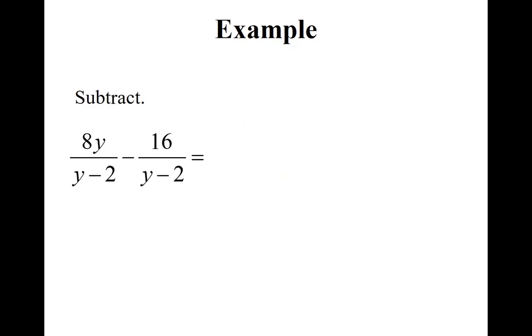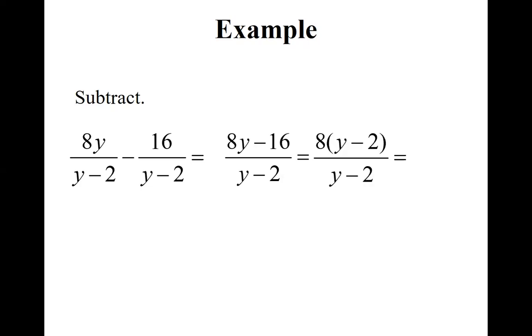Another one with another common denominator. This time the common denominator is y minus 2. We keep that denominator of y minus 2 and we subtract along the top, 8y minus 16. Now we can simplify because the top can be factored. We can factor out an 8, which leaves us with y minus 2. And that factor of y minus 2 cancels with the y minus 2 on the bottom, leaving us with an answer of just 8.